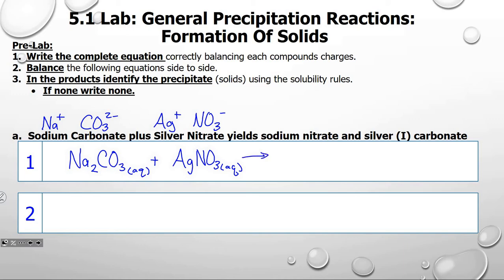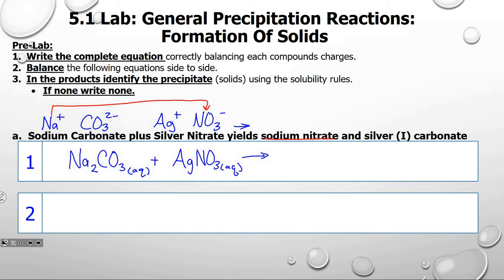Then we hit the yields. Once we hit the yields, we don't have to write any more ions because we've got all the ions we're going to use because of the conservation of mass. Right? What I have on the reactant side has to be on the product side. So this is when I can do the OI, outsides and insides. So if I look at the outsides here, sodium and nitrate are going to come together right here to make sodium nitrate.